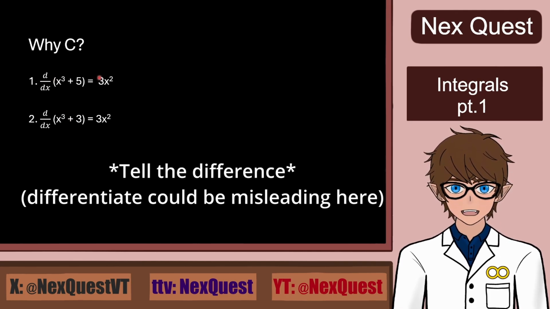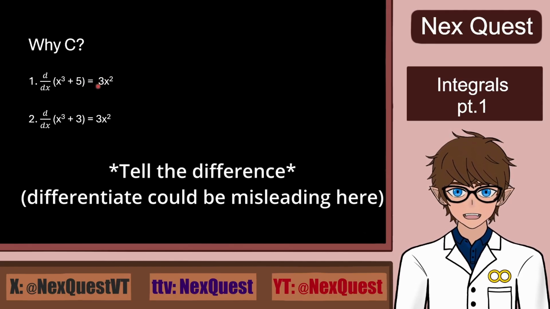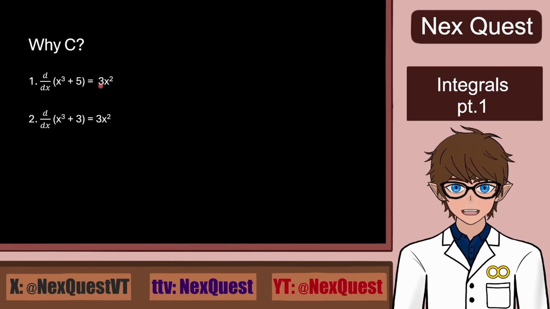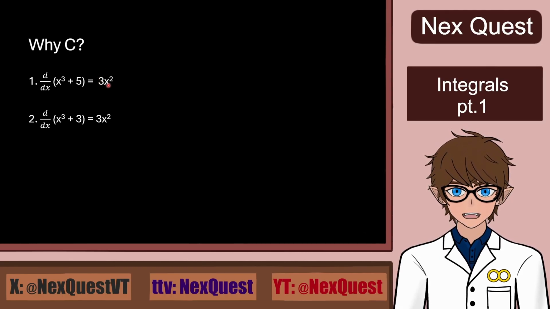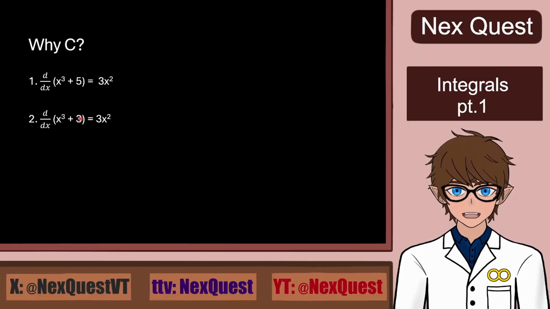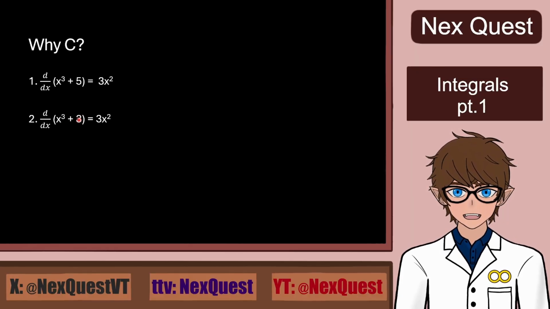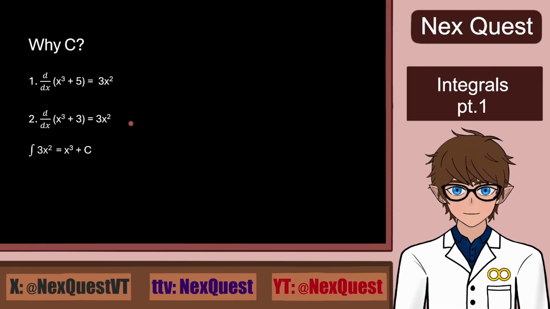Like, let's integrate 3x squared. If so, how would we differentiate the result of the integral, so the antiderivative, from the function if it has plus 5, plus 3, plus 0, or even minus 247? Well, we can't. That's why we add a plus c after integration like this.